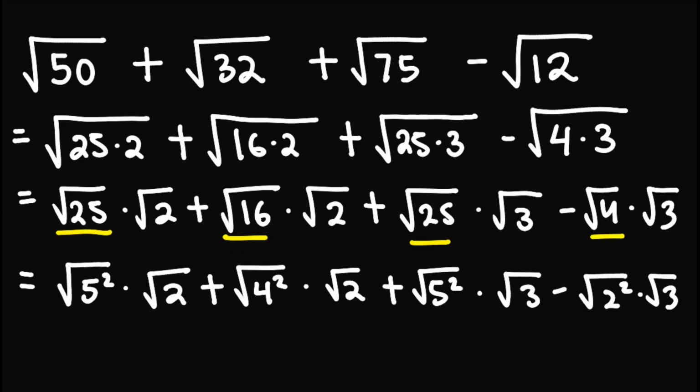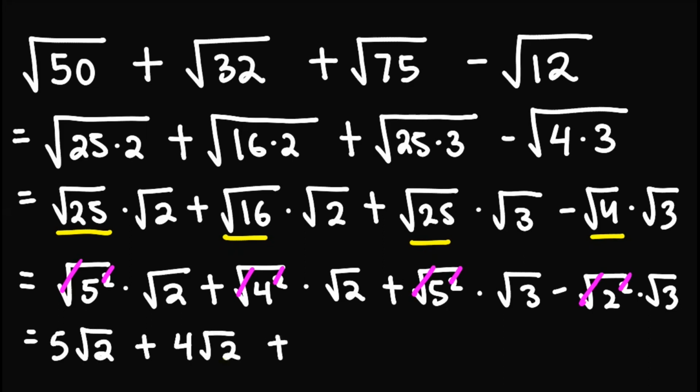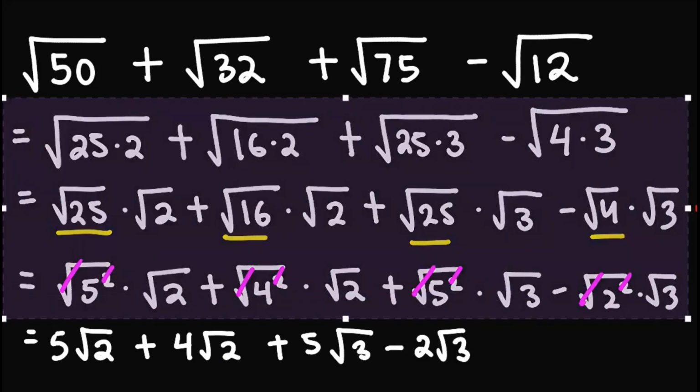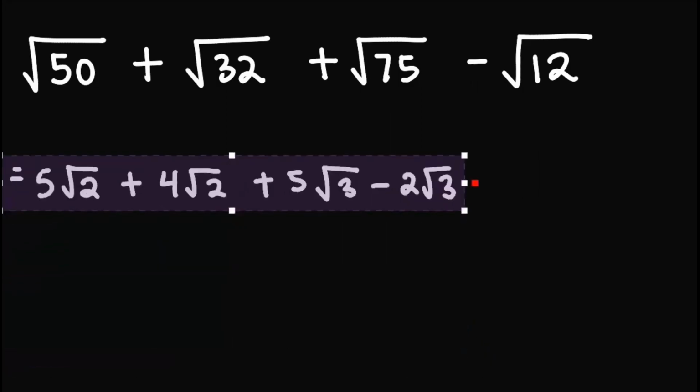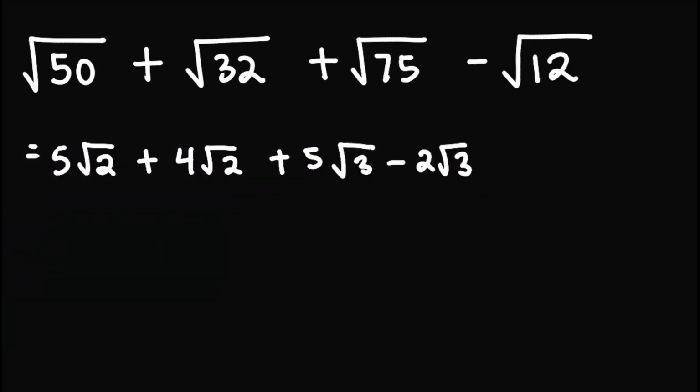And from here, we apply the first law of radicals, so we can remove this radical sign out here, and we'll obtain 5 square root of 2 plus 4 square root of 2 plus 5 square root of 3 minus 2 square root of 3. Since we don't have much space, let's clear this one out. And this is what we have so far.